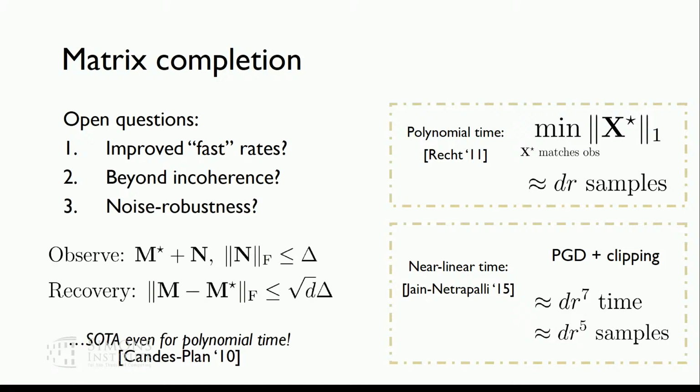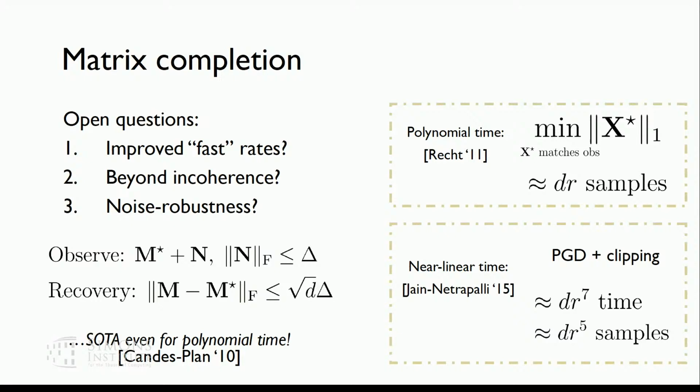And interestingly, a third axis of the state of the art in matrix completion is the noise robustness of these algorithms. Suppose instead I give you observations from M star, a rank R matrix, plus some Frobenius norm-bounded noise. Well, even for the polynomial time algorithms, we don't know how to output a rank R solution that is more than root d times delta away from the truth. I'm not personally aware of any barriers to removing this root d factor. So this is an interesting question, even in polynomial time.